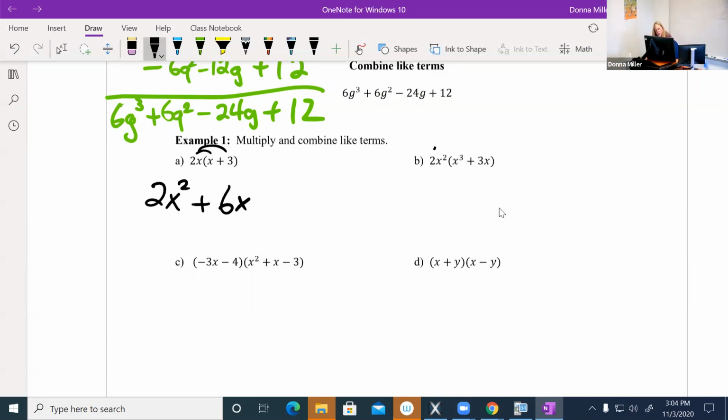Okay, so let's try another one. You guys tell me, what's 2x squared times x cubed? Is that 2x to the 5th power? Good, yes. You add the exponents, right? Because you're multiplying. Remember the rules, when you multiply, you add the exponents.